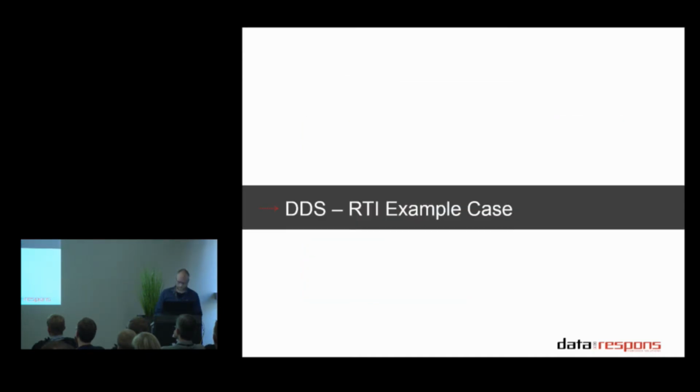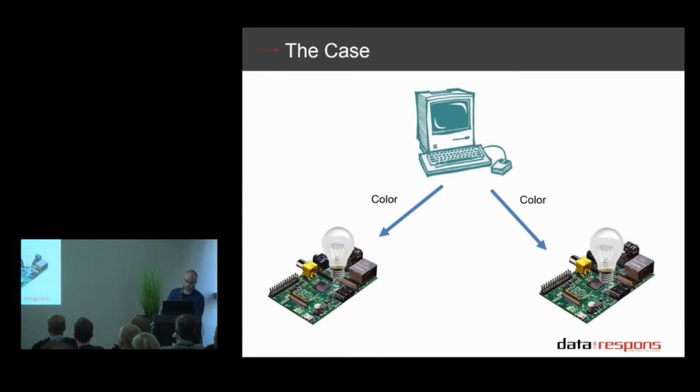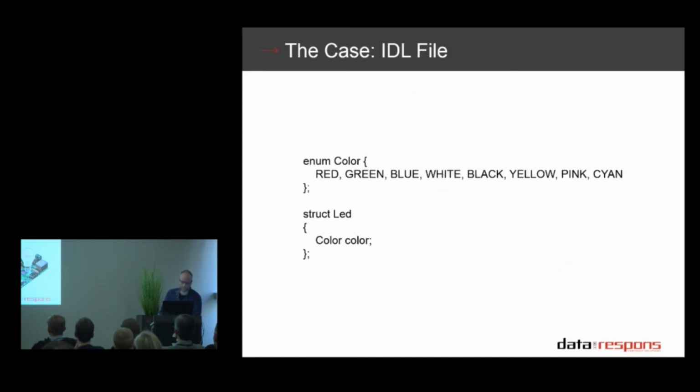So I tried to make an example case which builds up to my demo, to explain these data writer, data reader concepts. The case here is that my computer, which looks like that, will send color to a Raspberry Pi with an LED, which can be red, green, blue, yellow. So that's the color data.